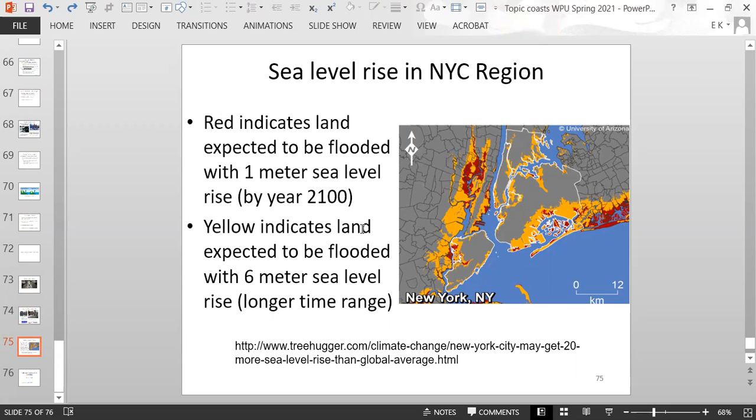The yellow areas indicate land expected to be flooded with 6 meters of sea level rise. And that's a longer time range, not anything specific, just if we were to have 6 meters of sea level rise, the yellow areas would be underwater.